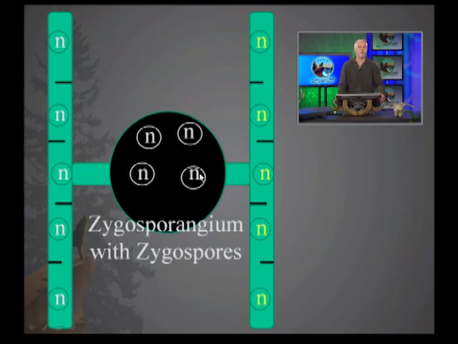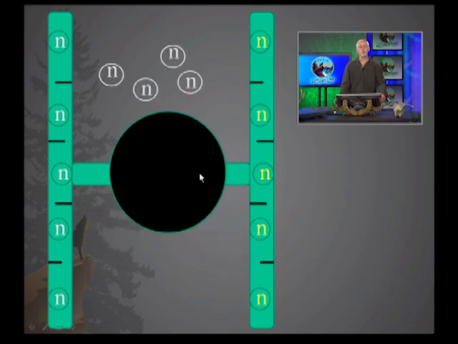The zygosporangium is typically very dark, kind of blackish looking. And again, haploid spores will be produced through meiosis inside of that. And eventually that zygosporangium ruptures and the zygospores are released. They'll hopefully make it through hard times and then eventually germinate and grow into new hyphae.